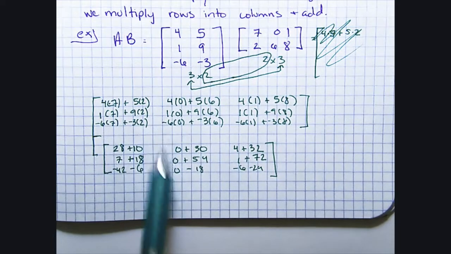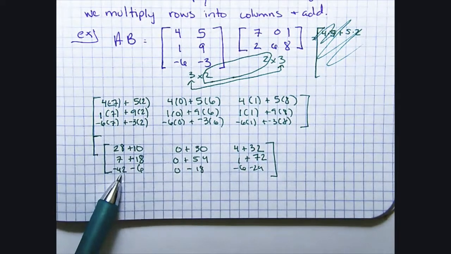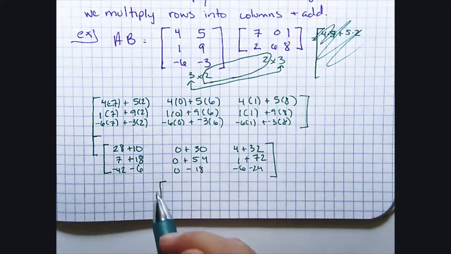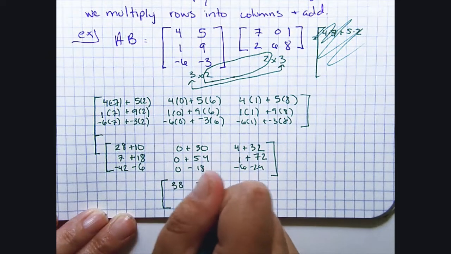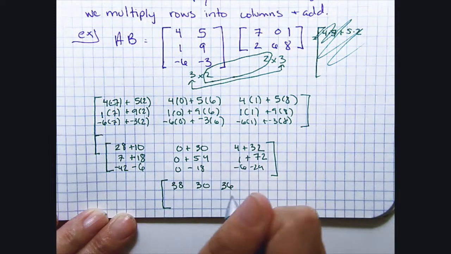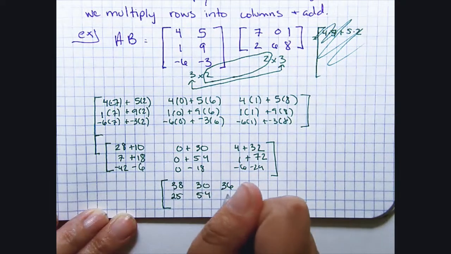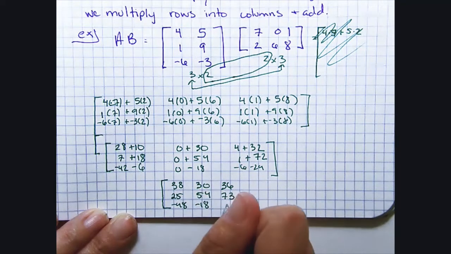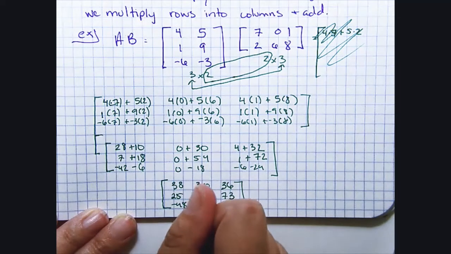You must show me one of these two lines on a test or quiz, or you can show me both. But I need to see either this line or this line. And then your final answer is you add them together. So 38, 30, 36, 25, 54, 73, negative 48, negative 18, negative 30, and sure enough, the dimensions of my answer are 3 by 3.